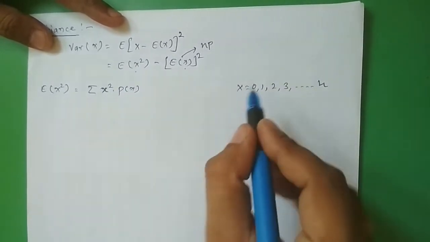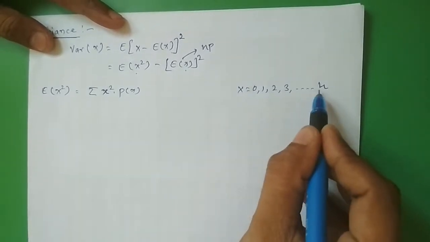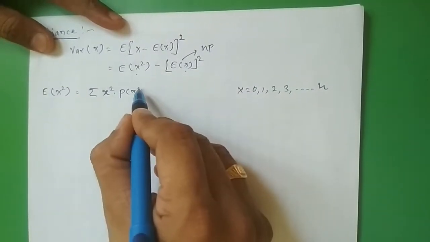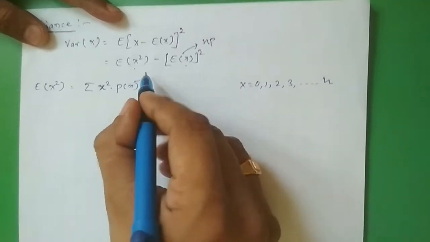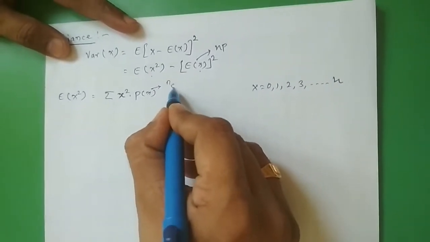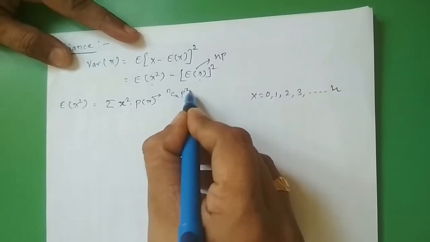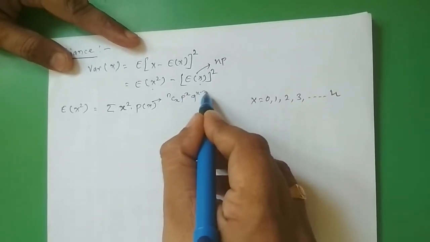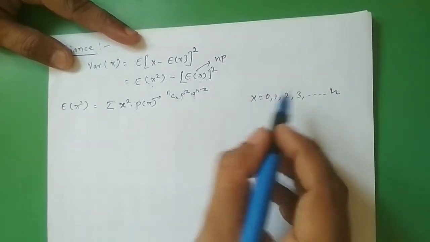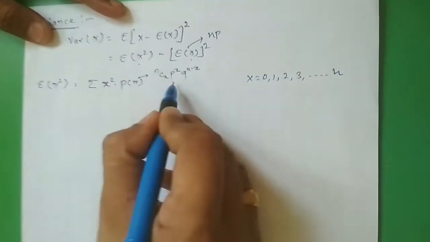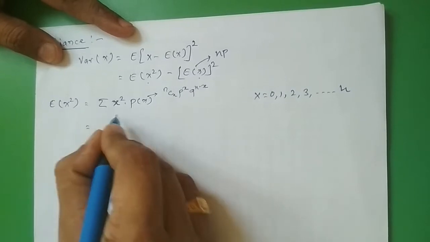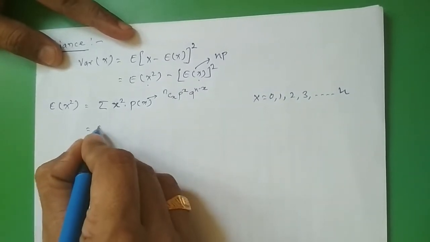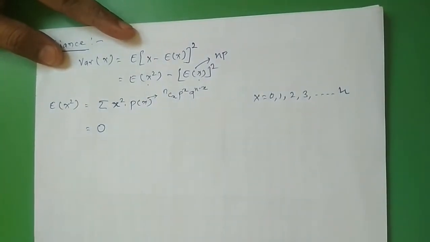We are putting the values 0, 1, 2, 3 one by one in this, and p(x) is the probability function for the binomial distribution, which is equal to nCx p raised to x, q raised to n minus x, that we have already seen. So we are just putting these values in this formula. The first value is 0, and 0 multiplied by anything is always 0, so we directly write this as 0.